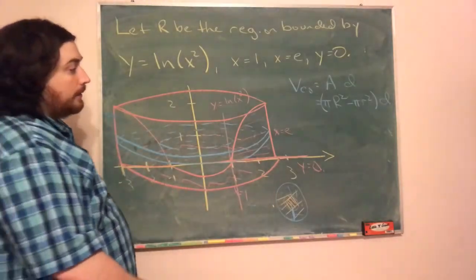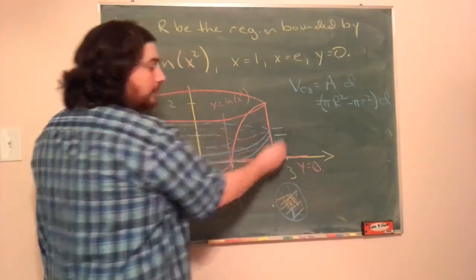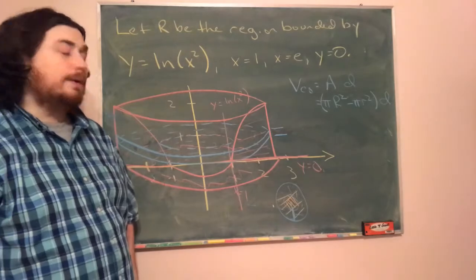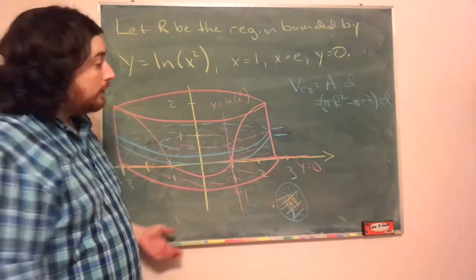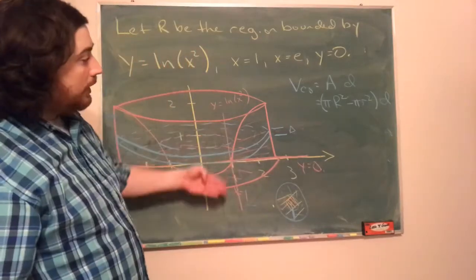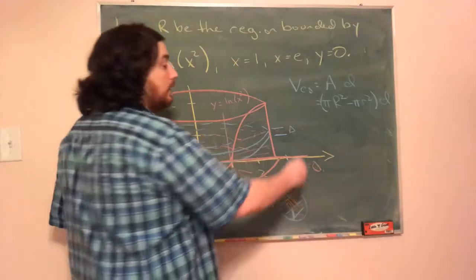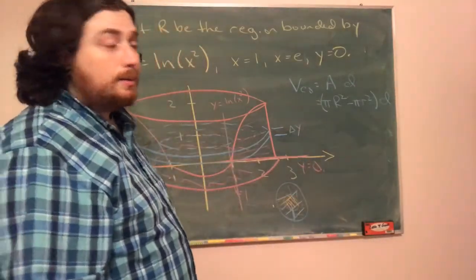I'm going to start with depth. If I look at the depth, that's going to be this distance here. Notice that we want that to be able to change because we want it to get smaller and smaller, so we're going to call this our change in some variable. Since we're moving up and down, we're moving in the y direction, so we're going to call it delta y. So our depth is delta y.